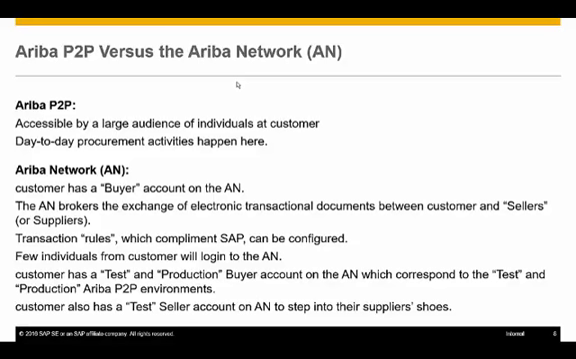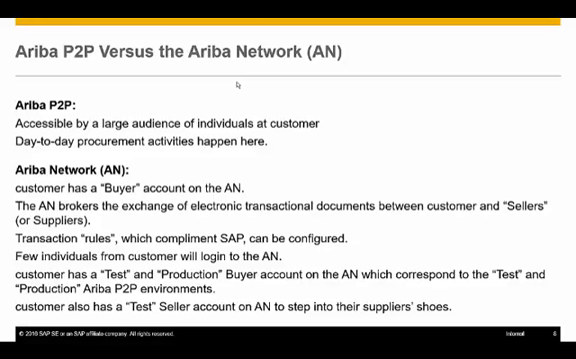Like I said, AN is like a marketplace, so AN brokers the exchange of electronic transactional documents between buyers and suppliers. You can also set up some level of transaction rules which complement your ERP configuration and can be used to control the kind of transactions that need to be exchanged between your organization and the suppliers. Similar to P2P, you will have a test and a production buyer account on the AN, which basically corresponds to your test downstream side or the production downstream side.